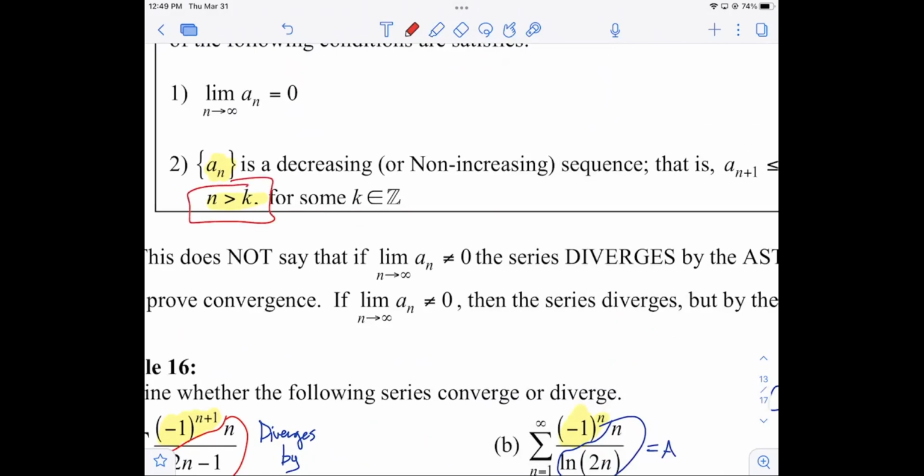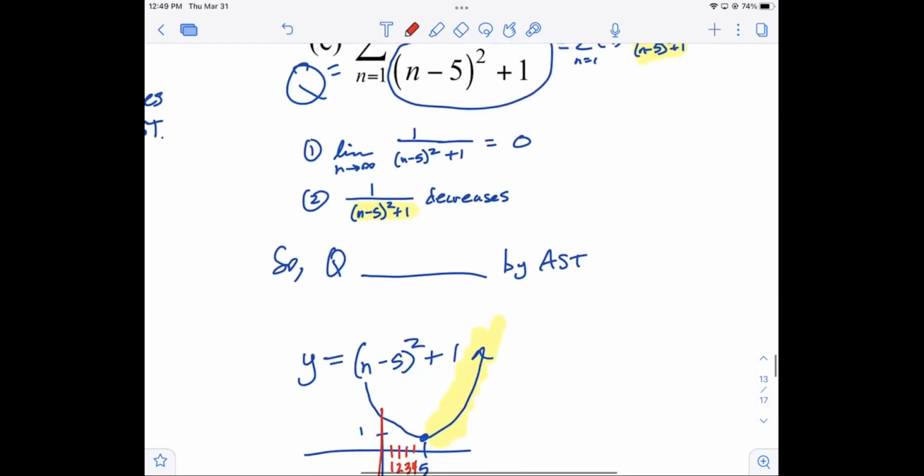You don't have to really worry about the notation. Just after a while, it starts to decrease forever. It doesn't have to be from the beginning. So yes, this one does go to 0. This does decrease. You're not even going to have to really specify that value. You could say for all n greater than 5, or greater than or equal to 5 if you wanted to. That's good. I would say it decreases at some point. That's good enough. Therefore, Q converges by the alternating series test.